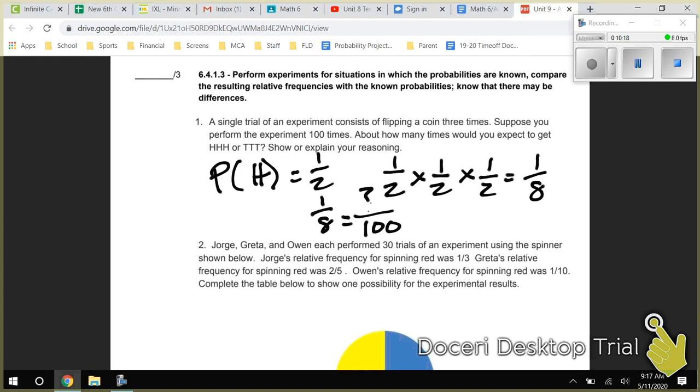And you're going to end up with 12 and a half times. So you should get a heads, heads, heads, or a tails, tails, tails, 12 and a half times. You could round that up to, say, 13, because the 5 tells us to round up. So you'd expect that about 13 times out of 100 would be a good estimate.